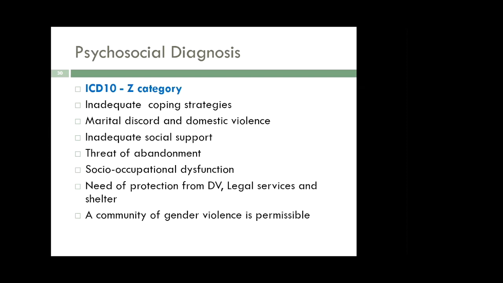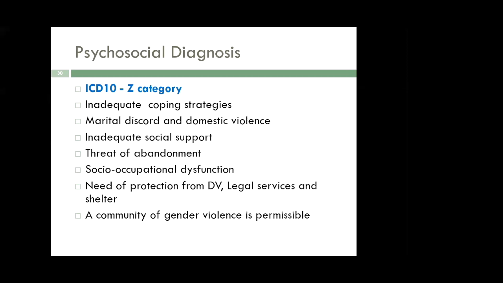She may not be able to do the household chores and all. Maybe we can start working on her behavioral activation, activities of daily living. All those things can be provided. So these are the things that the social worker can work with. And also, I already briefly discussed with you the need of protection from domestic violence, legal services, and shelter.